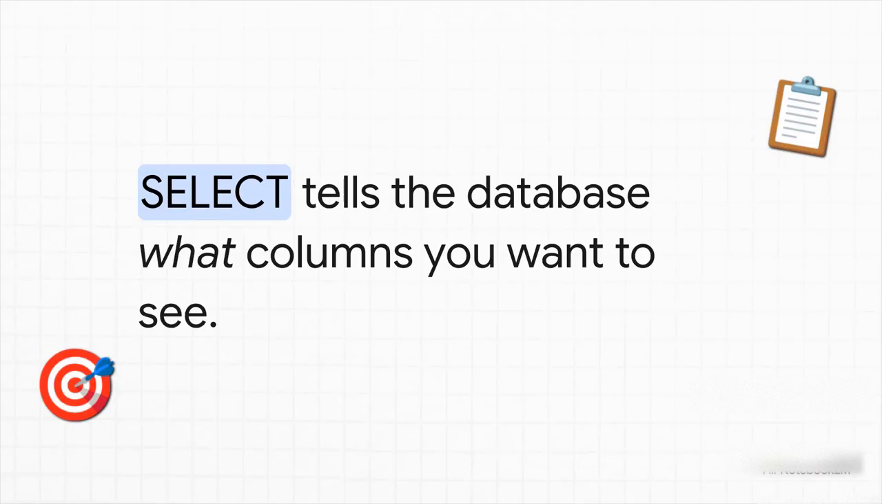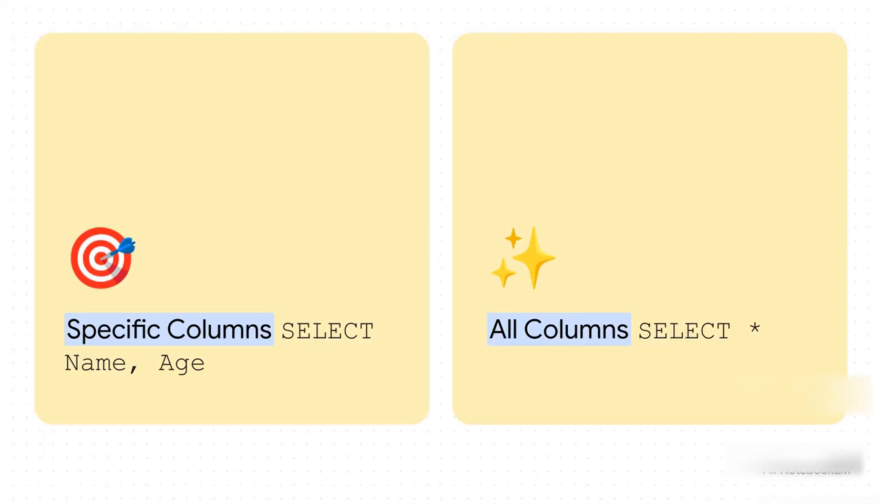Think about it like you're back in that library. You don't just walk up to the librarian and say, "Give me information." No, you get specific. You say, "I want the book's title and the author's name." Well, select is you doing exactly that. You're telling the database, "Hey, out of all the columns you have, these are the only ones I want to see."